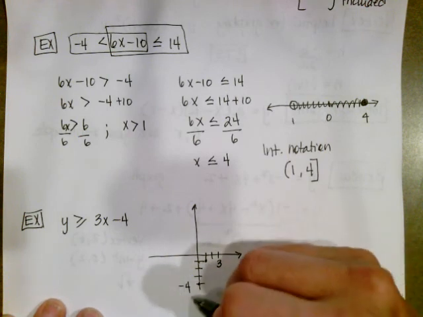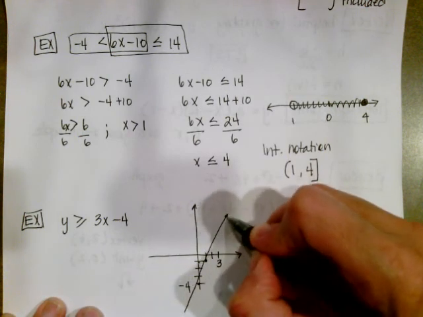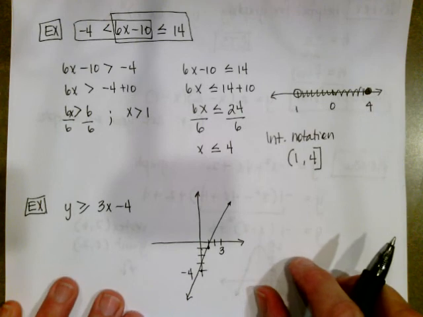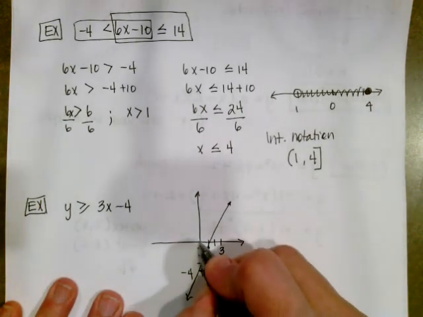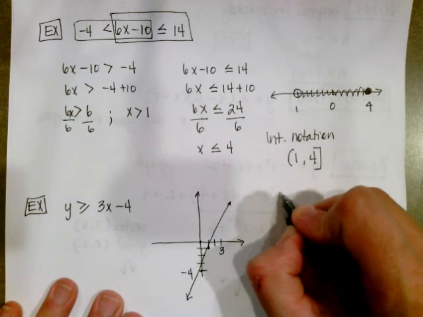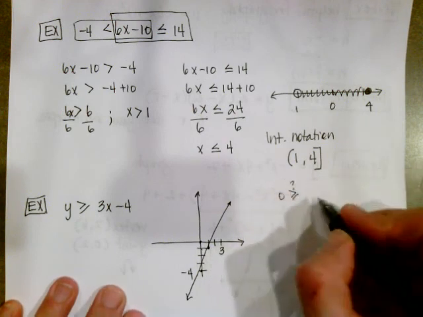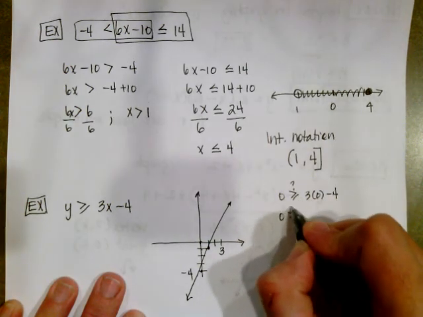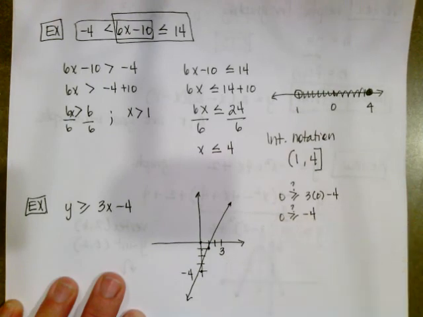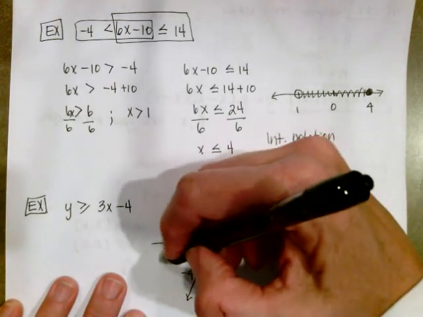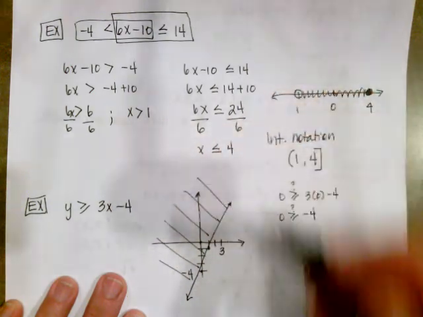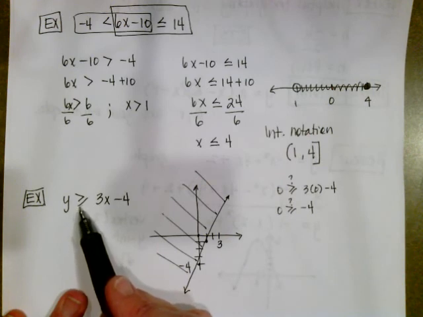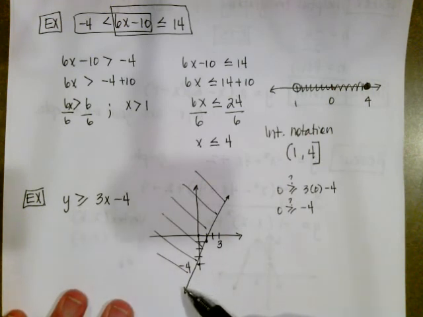2 points define a line. See if I can connect my dots well. And there's my line. Now I have to choose which side of the line to shade. So I'm going to use a test point of 0, 0. I'm going to substitute it into my equation. Is 0 greater than 3 times 0 minus 4? Is 0 greater than or equal to a negative 4? It is indeed, so I would shade the true side. And if you'll remember, the line is part of the solution, so it says greater than or equal to, therefore my line is a solid line.